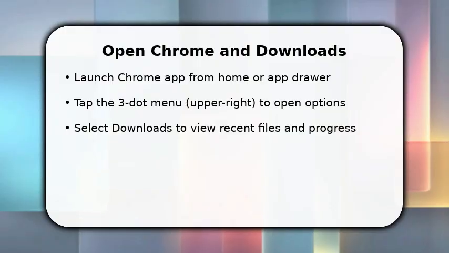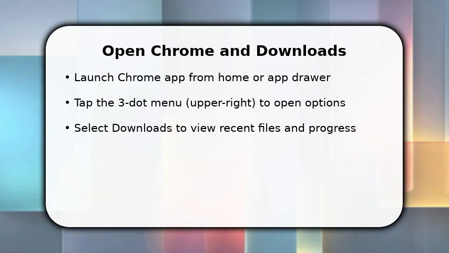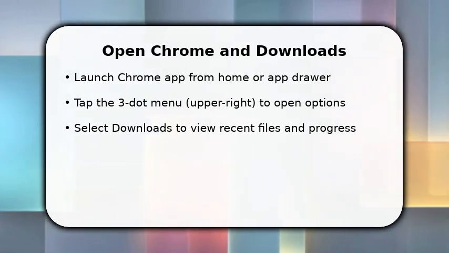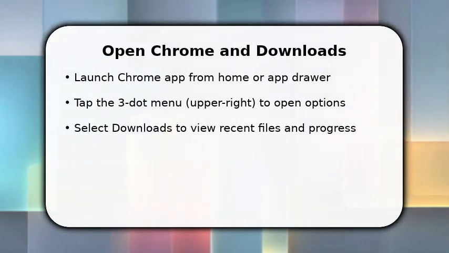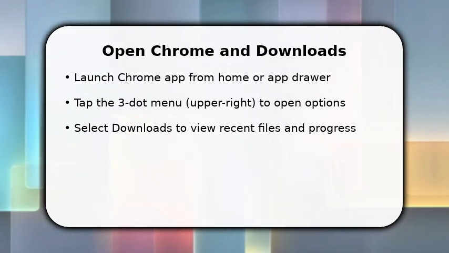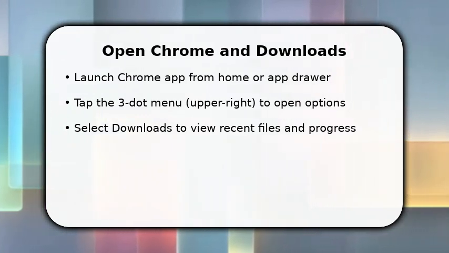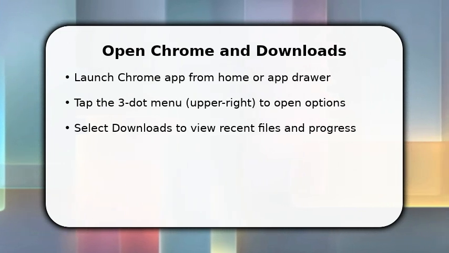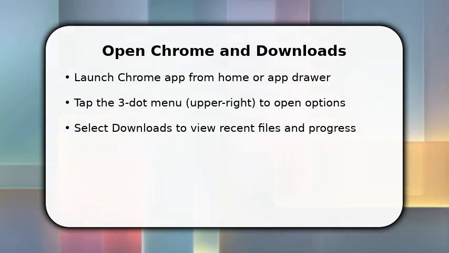You're starting in Chrome. Open it now. Once Chrome is open, tap the three-dot menu in the upper right corner to access browser controls. Make sure to choose Downloads from that menu. This shows files downloaded via Chrome and any active downloads.